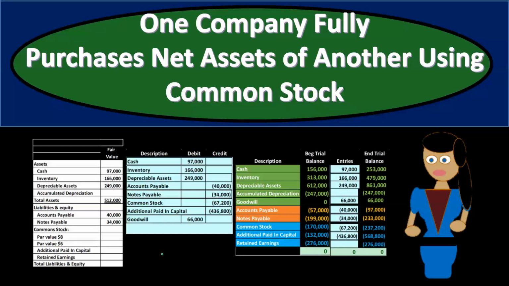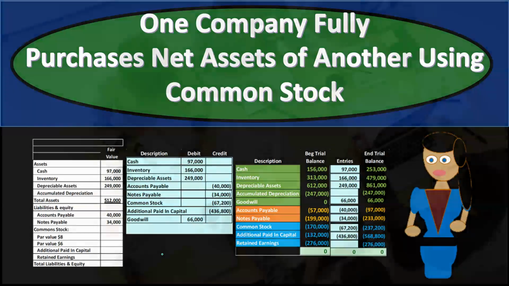P Company is purchasing the net assets. They're going to purchase all the net assets of S Company. They're going to do so not with cash, not by issuing debt or bonds, but by issuing common stock.